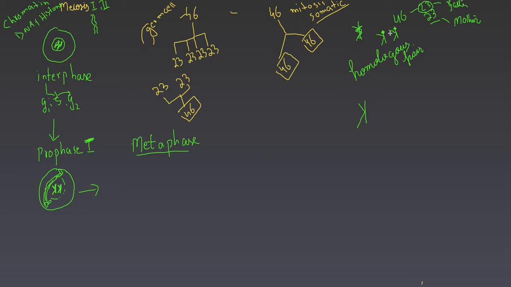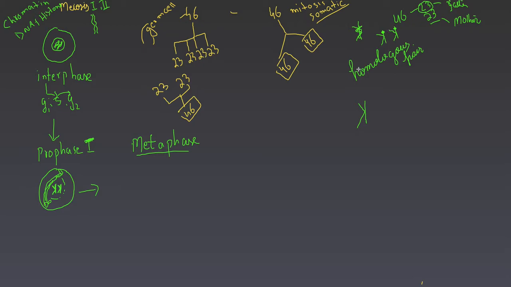So a homologous pair of chromosomes is essentially a pair of chromosomes which have been inherited from your mother and from your father, and they encode for the same gene, but they have different versions of the gene.